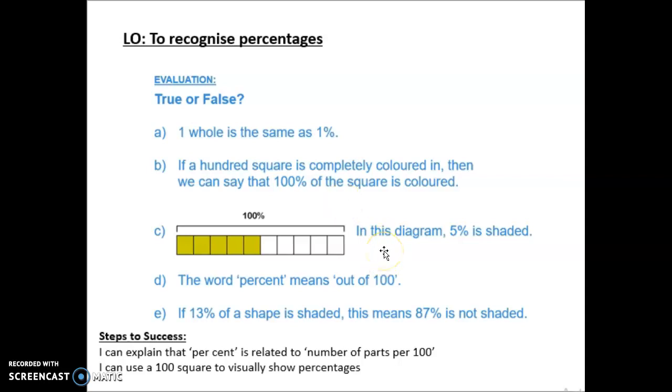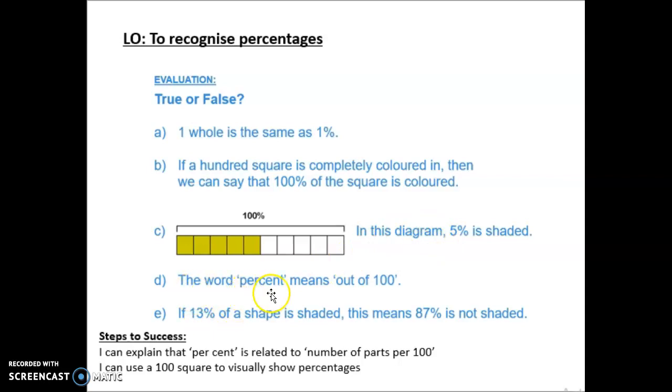Look at the next one. In this diagram, 5% is shaded. What do you think? Hopefully you're saying no, because it would only be 5% if you had the whole 100 grid and 5 squares were coloured. But here you have only got 10 squares, so you remember that each square is worth 10. So we have got 10, 20, 30, 40, 50% is shaded. 5 out of the 10 squares are shaded. 50%. So that is false.